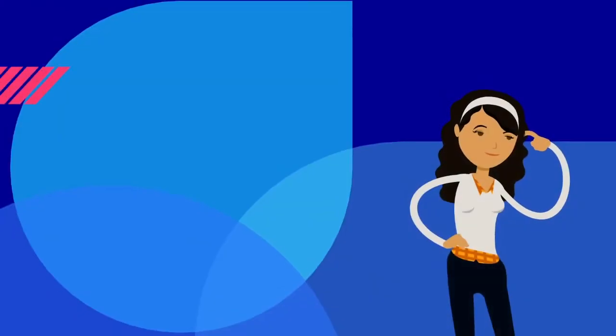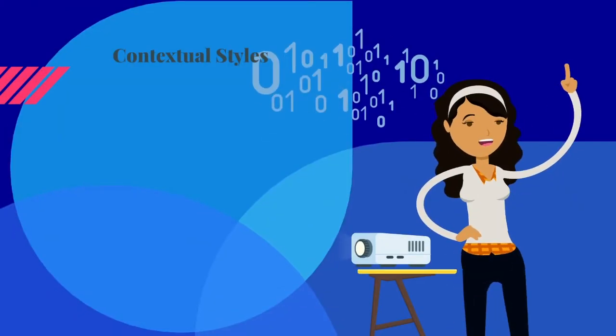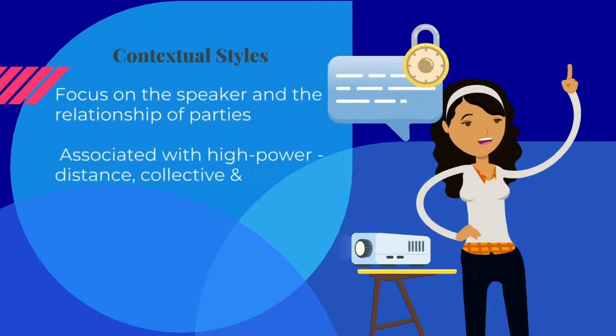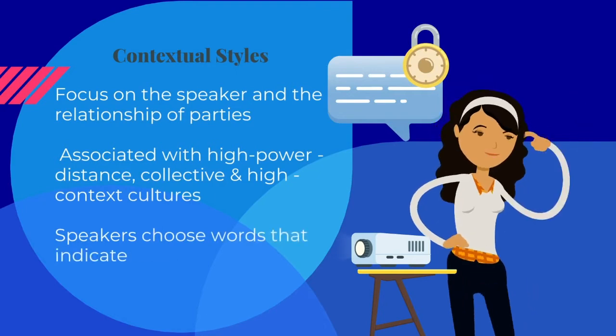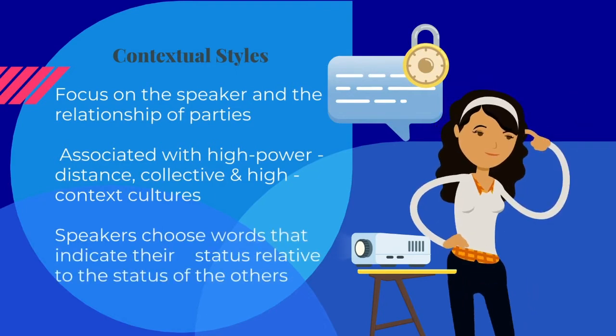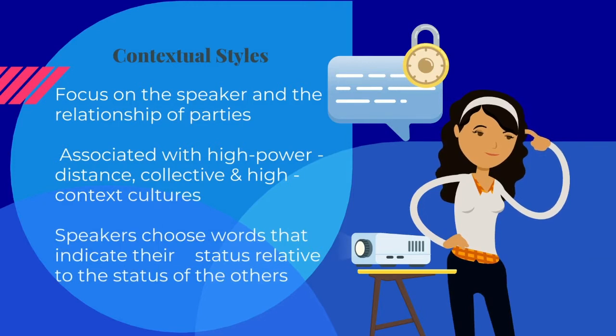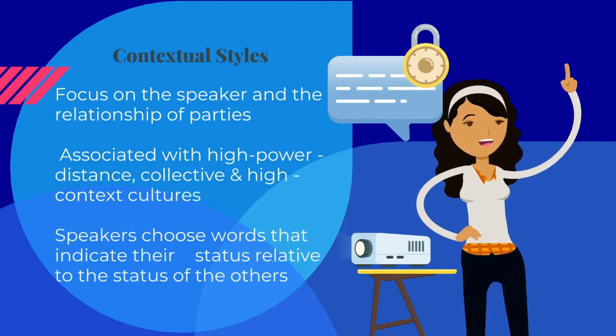Contextual and personal style. Contextual style is focusing on the speaker and the relationship of the parties. For example, in Asian culture, people use words that reflect the role and status of those in the conversation, like in Japan, India, and Ghana. The speaker will call the other by words that will point out their status.